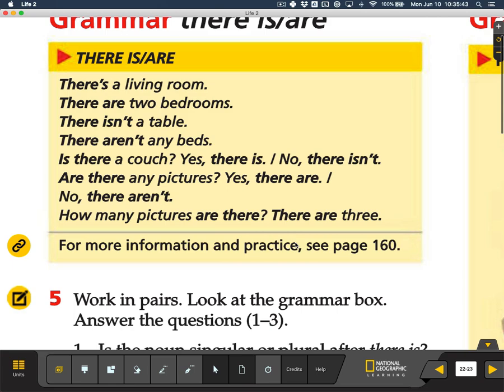Is there a pencil on your desk? Yes. Is there? There it is. Oh, sorry. There is. There it is. Okay. There is.